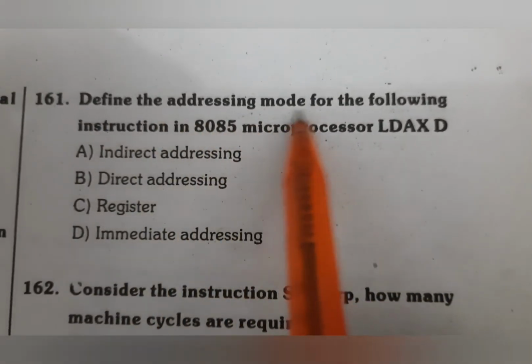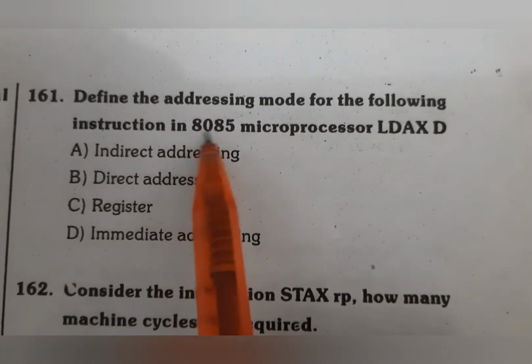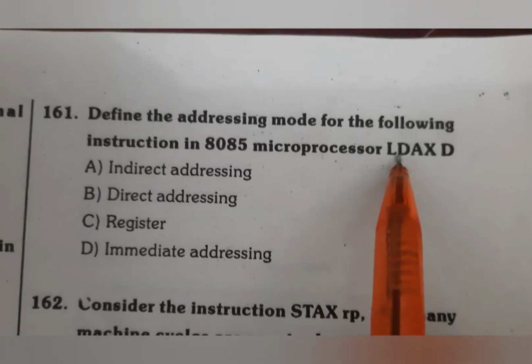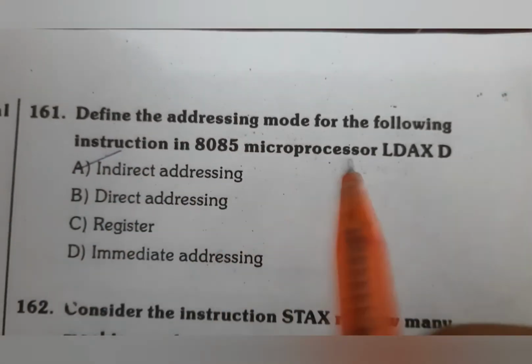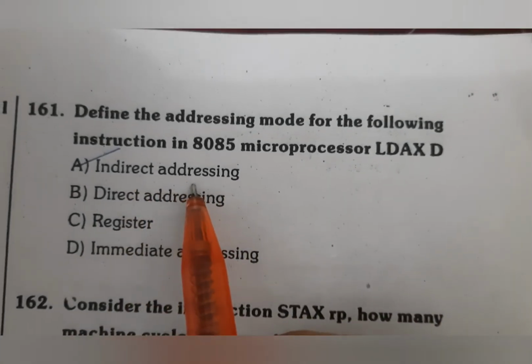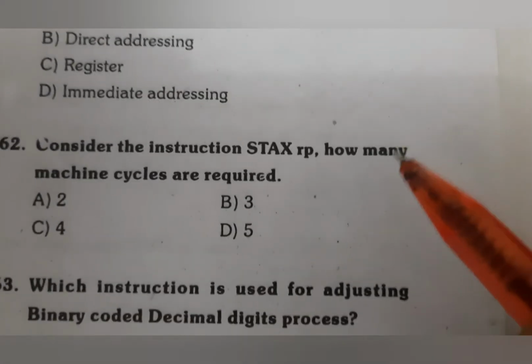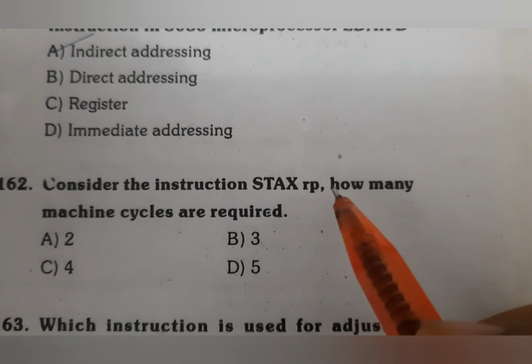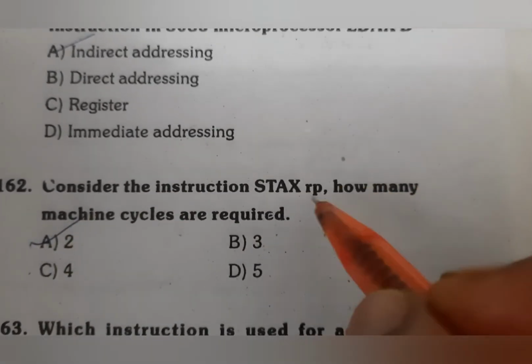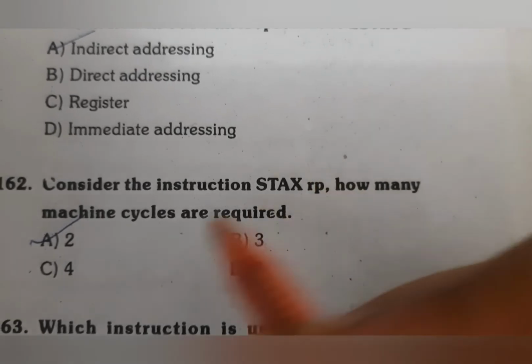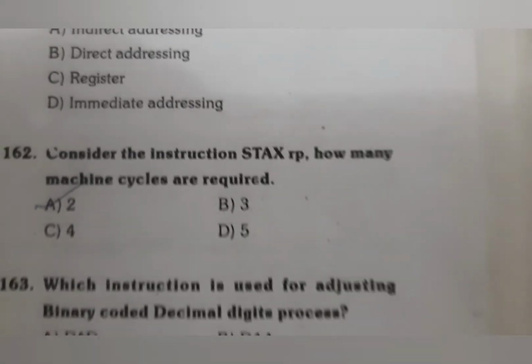Next question, define the addressing mode for the following instruction in the 8085 microprocessor: LDAX D. This is indirect addressing. So here the answer is A. And next one, consider the instruction STAX, how many machine cycles are required? It requires 2 machine cycles to complete this instruction. So here the answer is A.